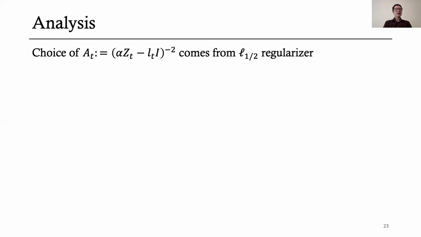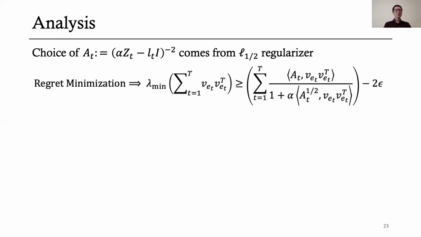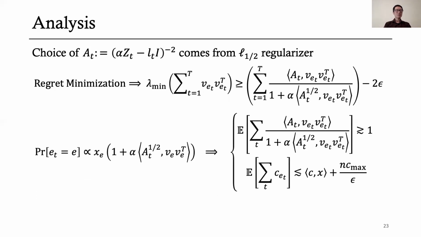Then let's consider the analysis of the algorithm. In the algorithm, the choice of A_T is very important. Our choice comes from the l-half regularizer for the regret minimization framework. If we choose A_T in this form, then the regret minimization framework provides a way to lower bound the minimum eigenvalue of the integral solution. Then according to our sampling distribution, we can show that when the algorithm terminates, the expected spectral lower bound and the expected cost are all as desired.